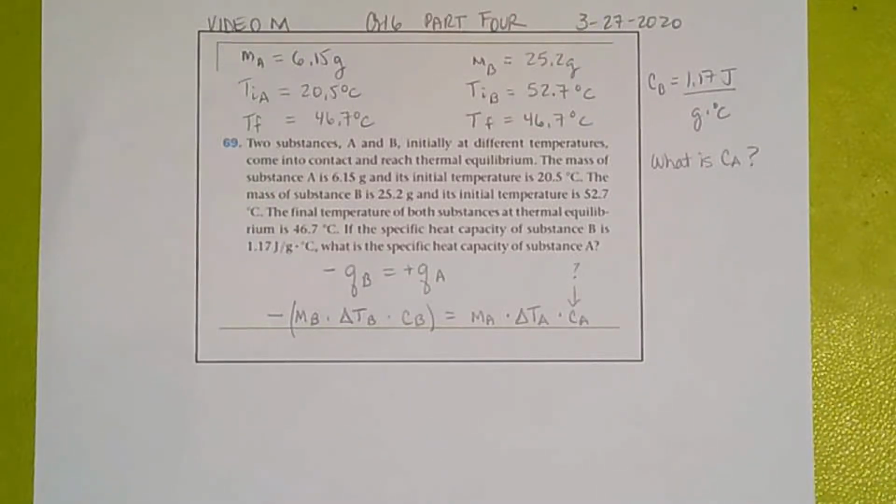Okay, last question. This is video M. And this is another hot-cold question. It's a lot easier than video L, where we had some nasty algebra to do. This is essentially the same type of hot-cold question, but the algebra is going to be a lot easier this time. So we have substances A and B, and we're going to put them together, and they're going to equilibrate.